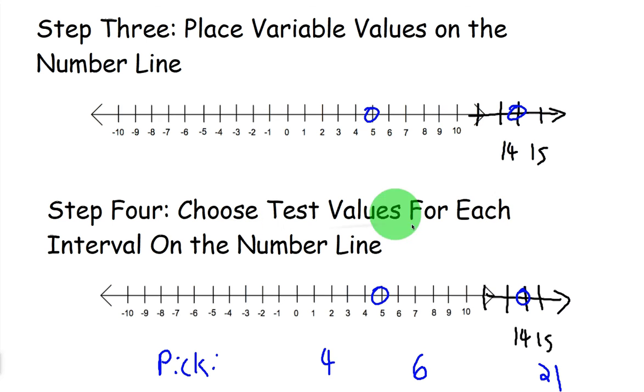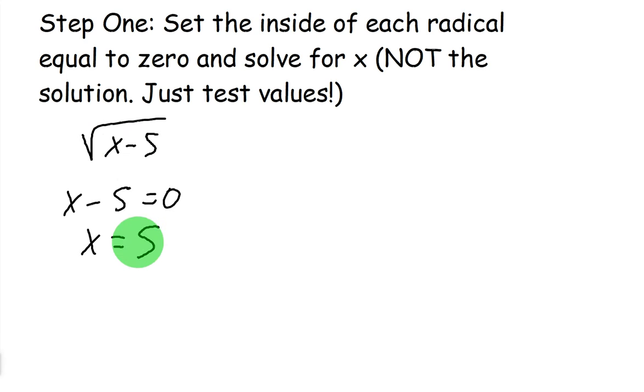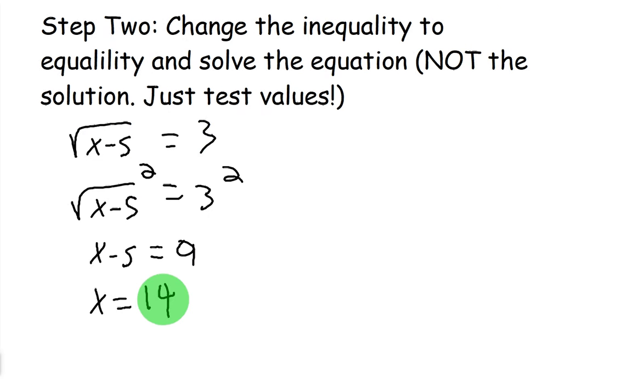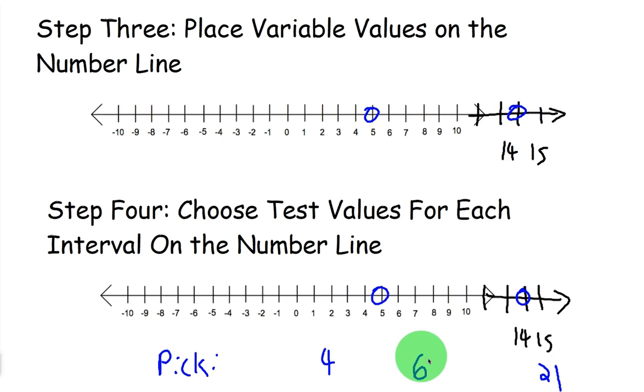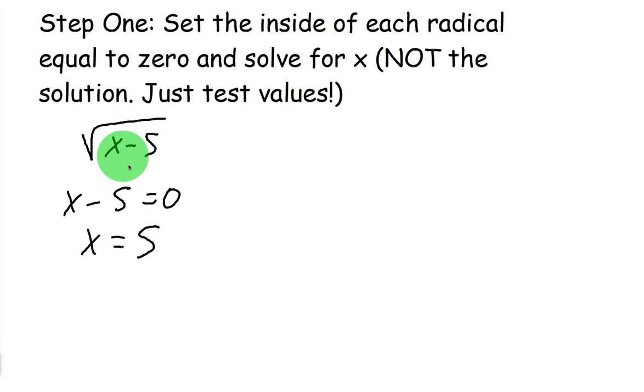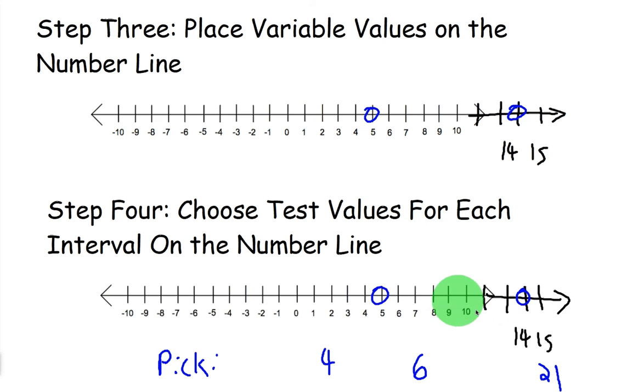So step 4, we're going to choose our test values for each interval on the number line. Just pick a number to the left of 5. We'll go with 4. Something between 5 and 14. Why not 6? It's just to the right of 5. And by the way, we do want these numbers to kind of work. And 6 is going to work because the square root of 6 minus 5 is the square root of 1, which is just 1. So you do want to be selective. If you were to choose like 8, you'd have the square root of 3, and we don't know what that is. So be selective when you choose these numbers.